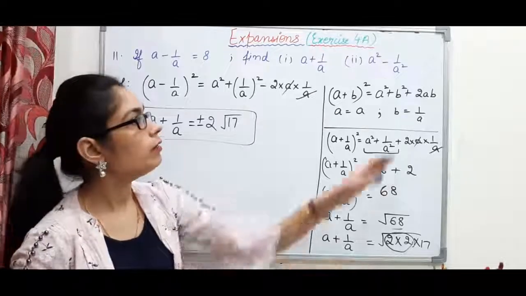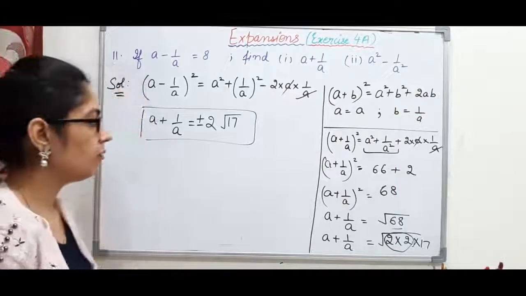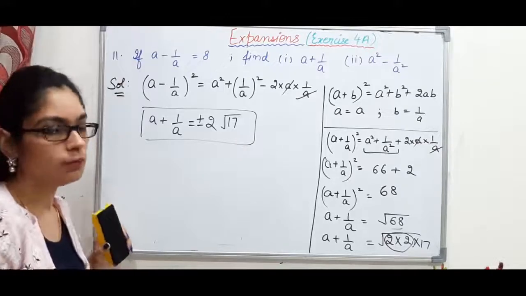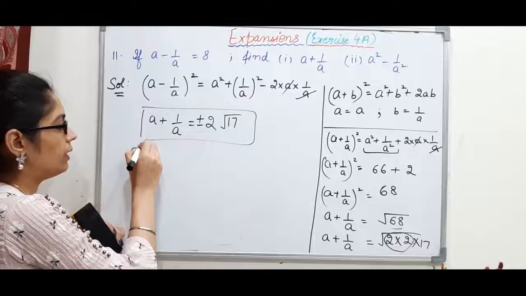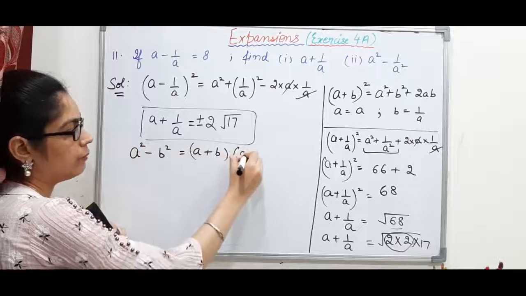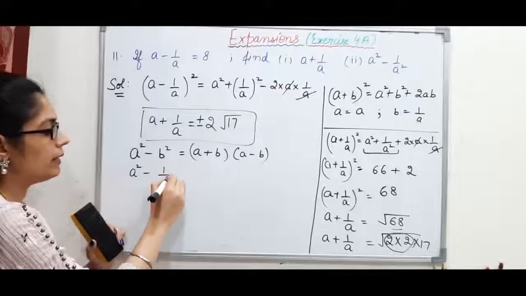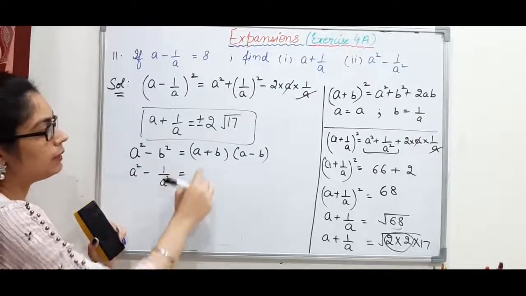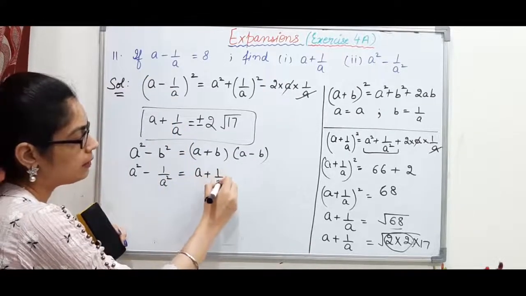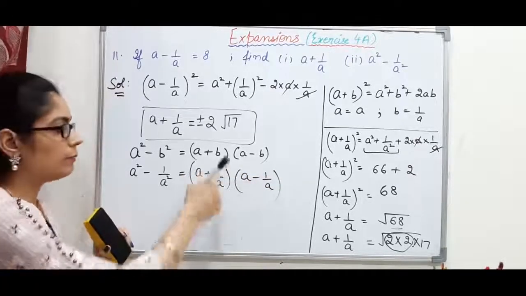Now we have to find the value of a square minus 1 by a square. The same identity we used in the previous question. Which identity? I am sure you know, so try to do this question along with me. The identity is a square minus b square is equal to a plus b into a minus b. Here a square and b square is 1 by a square. A plus b we have just calculated, which is a plus 1 by a, and a minus b is a minus 1 by a, because our a is a and b is 1 by a.